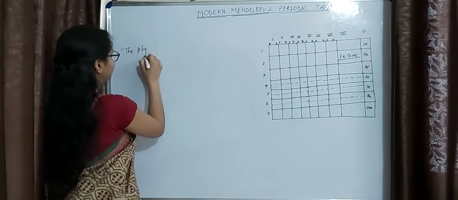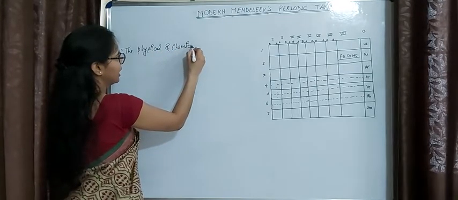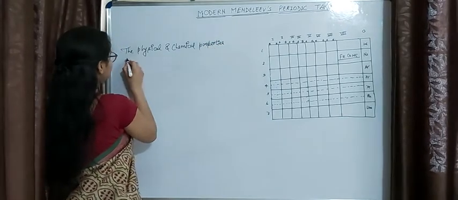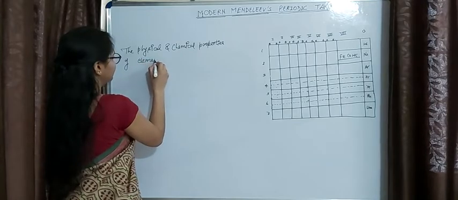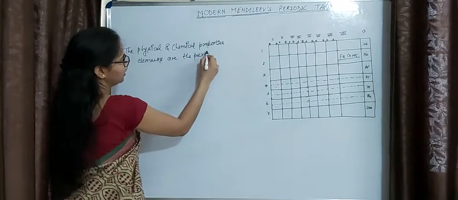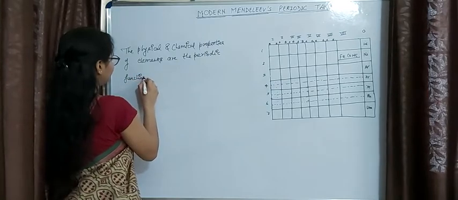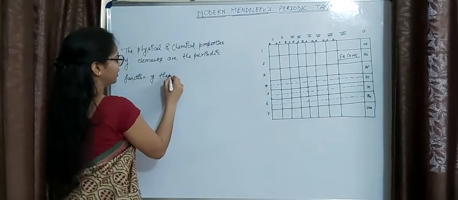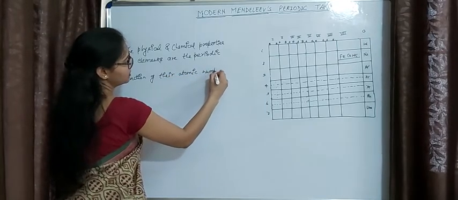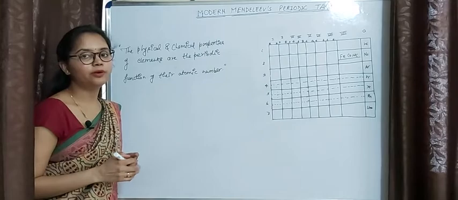the physical and chemical properties of elements are the periodic function of their atomic number, not atomic mass. So this is the modified law. Okay, this is the modern periodic law.